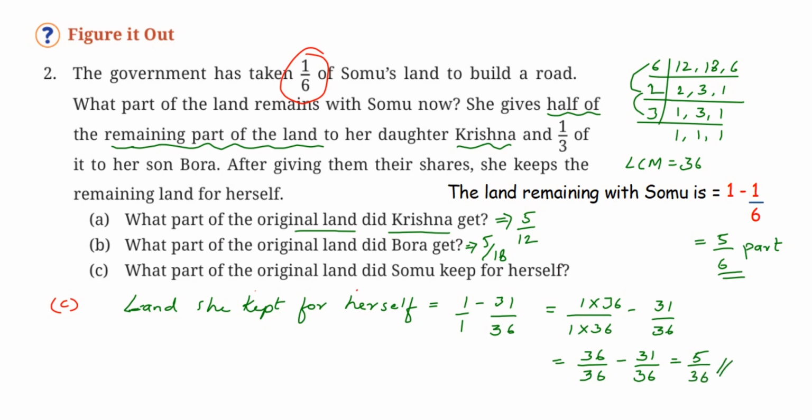So this is how you can calculate, or you can directly do it. You understood that out of 36 parts, 31 she gave away to Krishna, Bora and the government. So 5 parts are left. So out of 36 parts she left for herself, she got only 5 parts. So 5 by 36 is the answer.